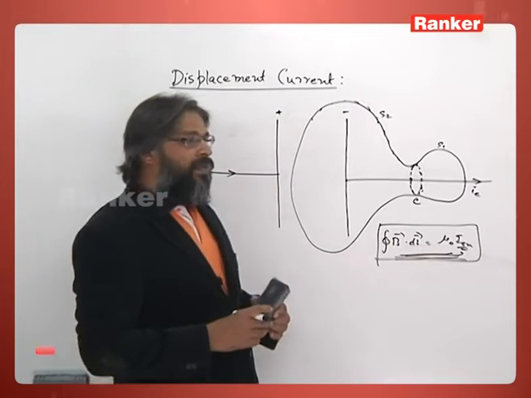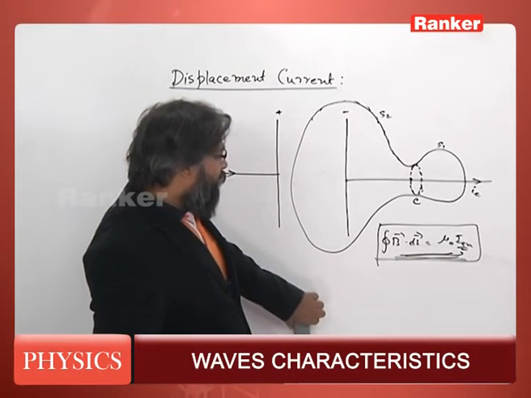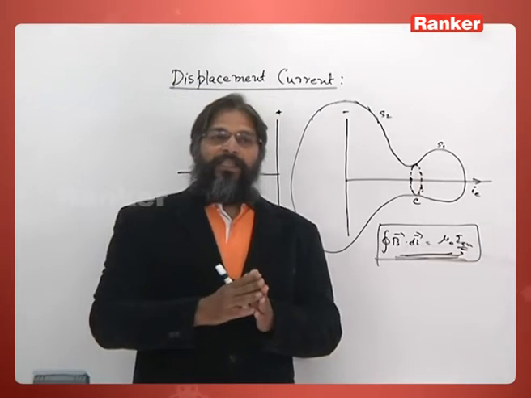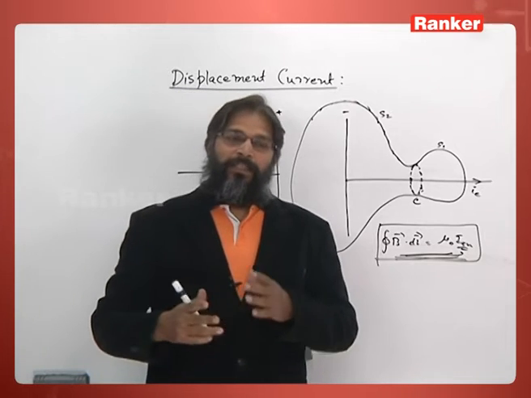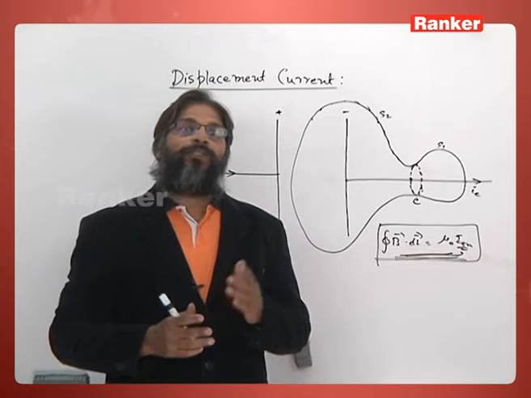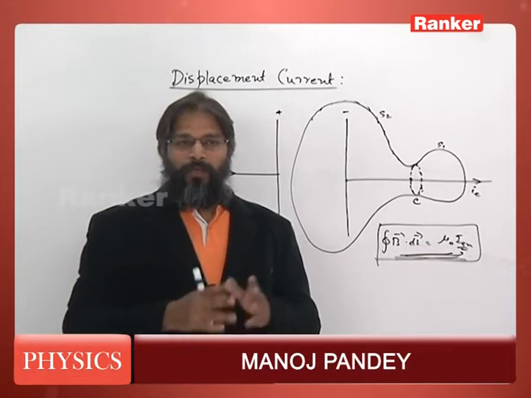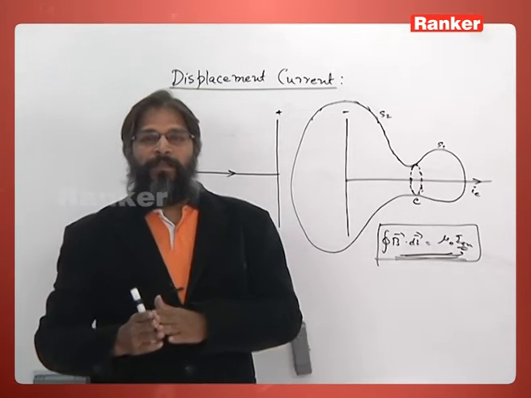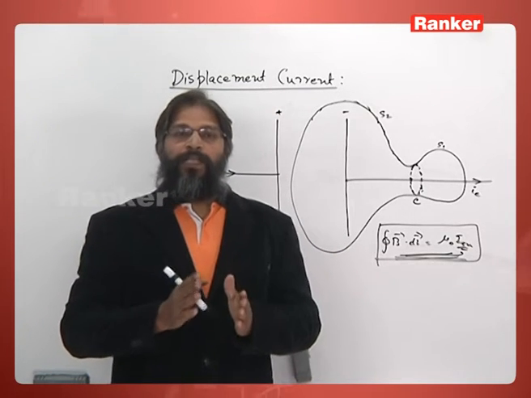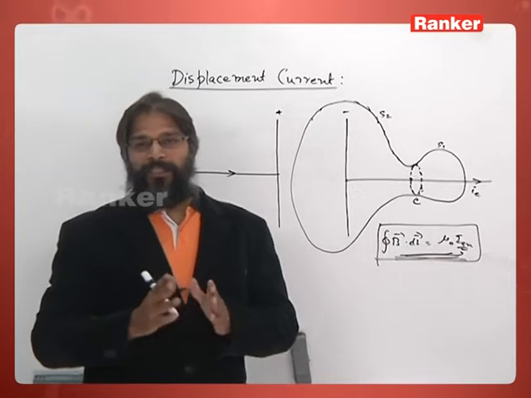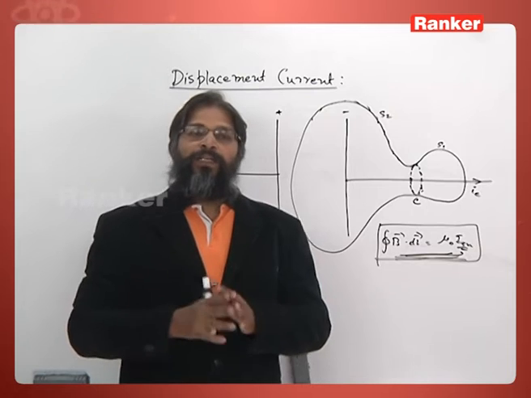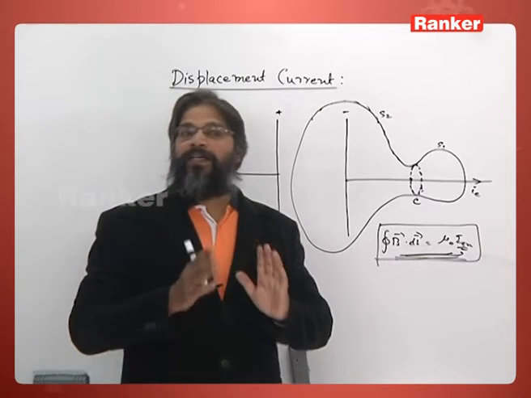Now Maxwell further thought that if, according to Faraday, electricity can be produced by a changing magnetic flux, then a magnetic field can also be created by a changing electric flux. So electricity can produce magnetism and magnetism can produce electricity. If this is possible, then there will be a complete symmetry in the system, and so electricity and magnetism will be different sides of the same coin.